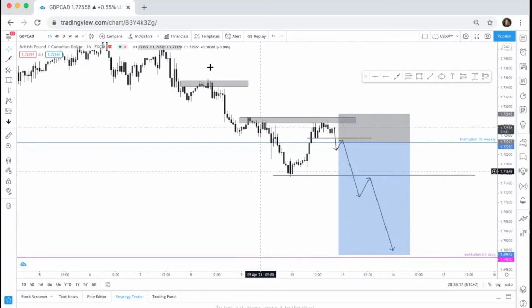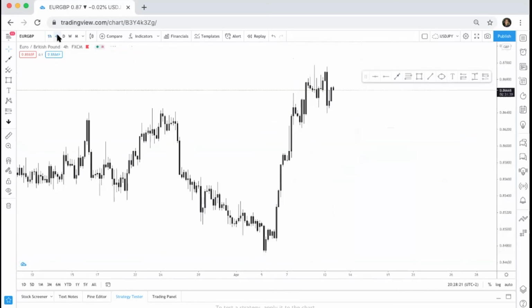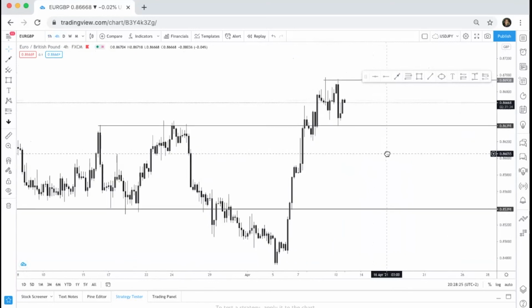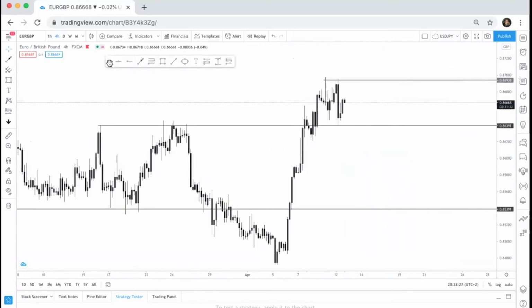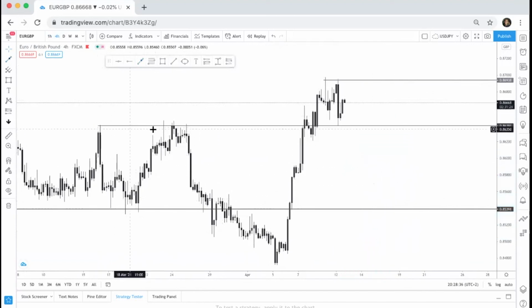Right, if I jump over to EUR/GBP, on this one we can see we were in a nice bullish trend. Let me just move this out of the way. Right here you can see we were in a nice strong bullish trend, breaking the highs over here. So we broke, we retested, we are pushing up.